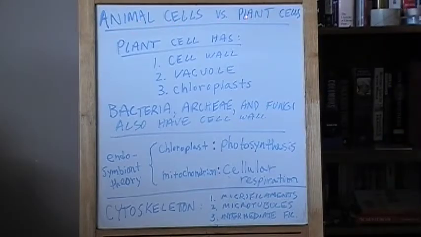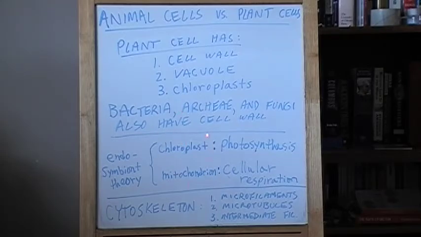Plant and animal cells differ in a few traits. One is that the plant cell has a cell wall, whereas animal cells do not have a cell wall. Plant cell also has a vacuole that stores water, and it also has chloroplast. Bacteria, archaea, and fungi also have a cell wall.